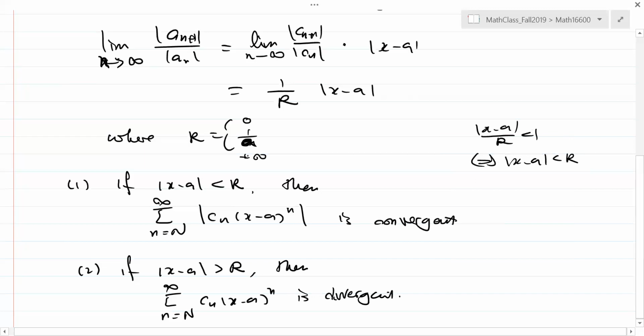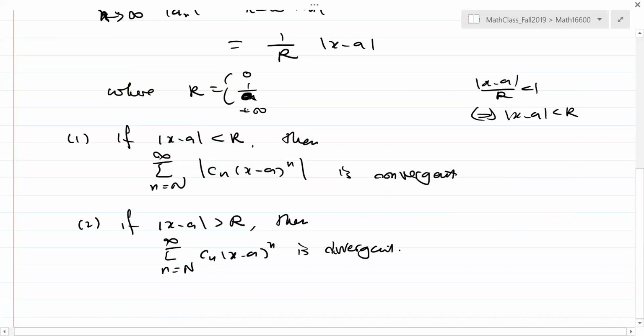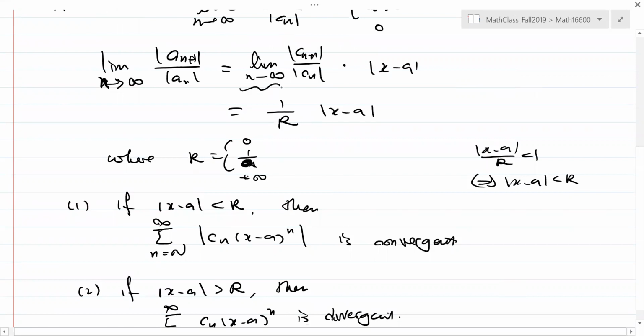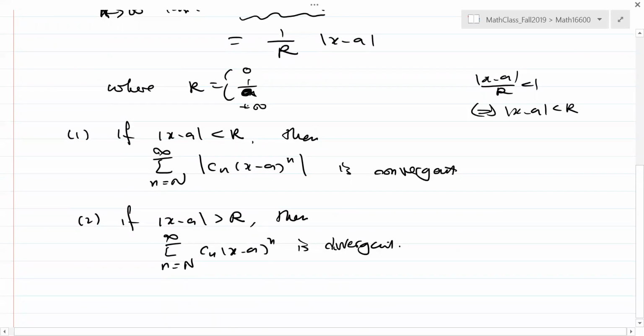So there's a very special number here. You can determine an interval around a such that for x in the interval, the series is absolutely convergent. For x outside the interval, the series is divergent. We just don't know what happens at the two end points. But that's under the assumption that the limit exists. Otherwise, we cannot get this conclusion.